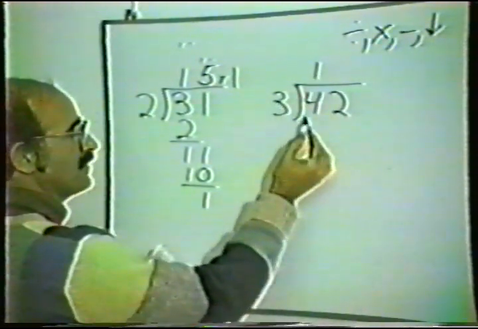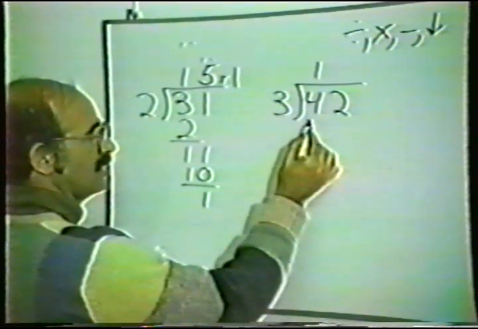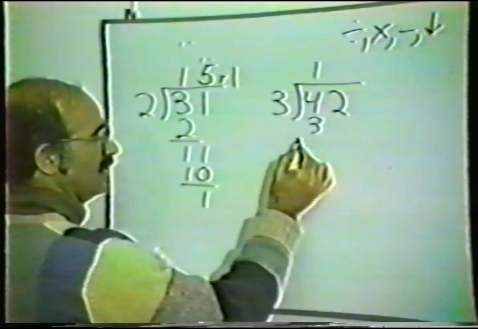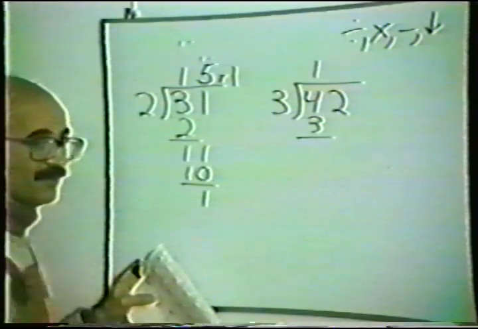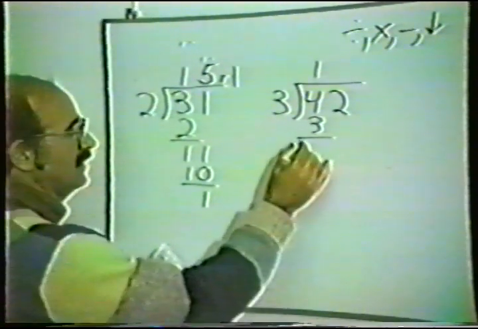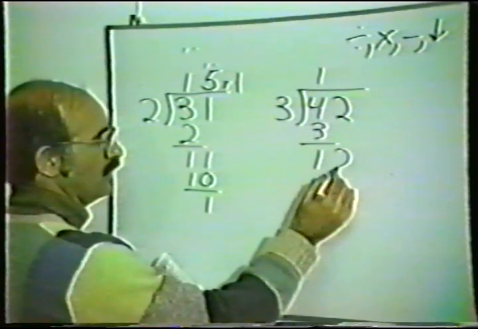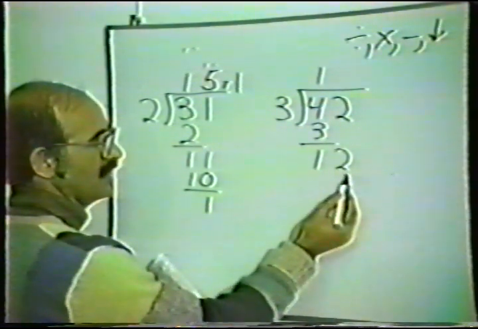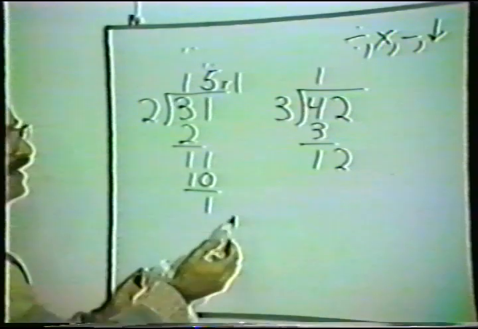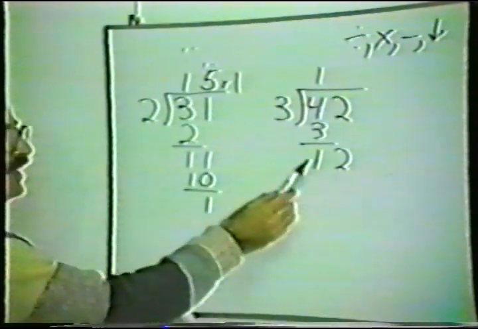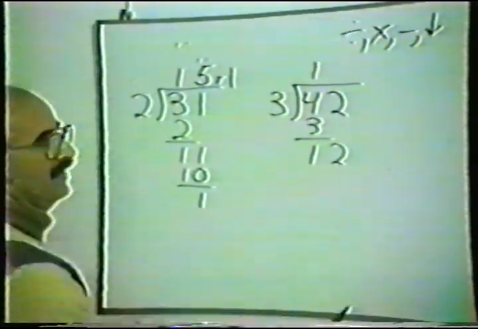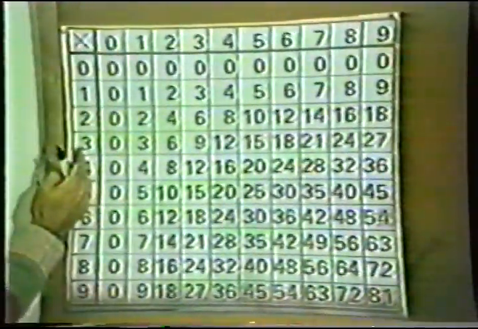Then 1 times 3 is 3. And 4 take away 3 is 1. And then I bring down the 2, which makes this number a 12. Now I go back to divide. 3 into 12.